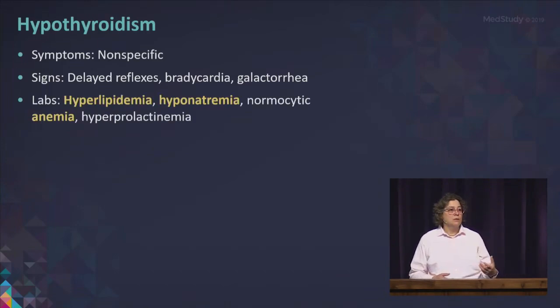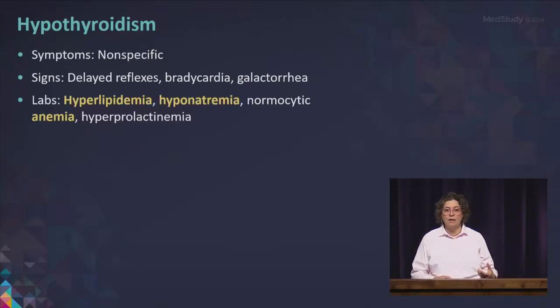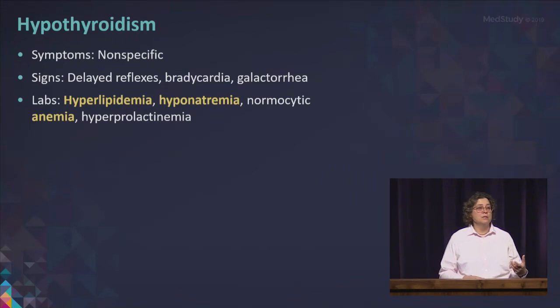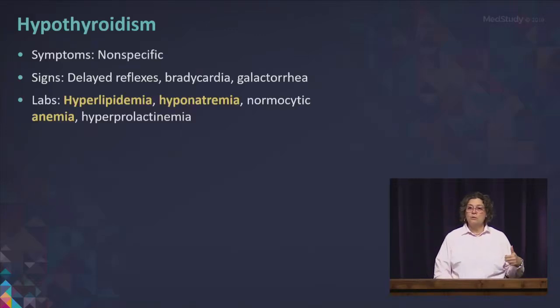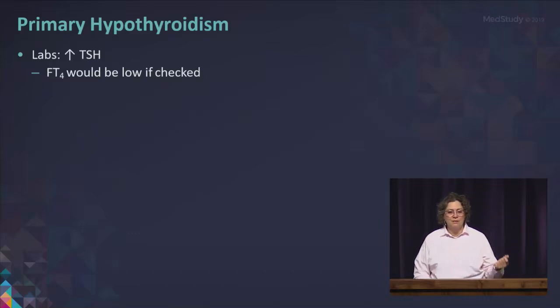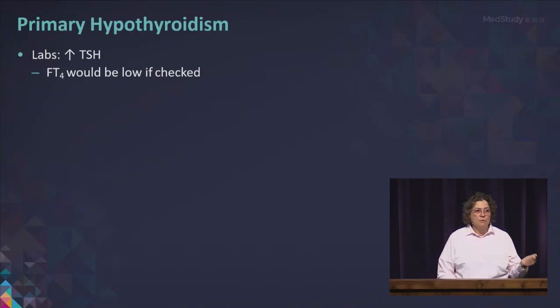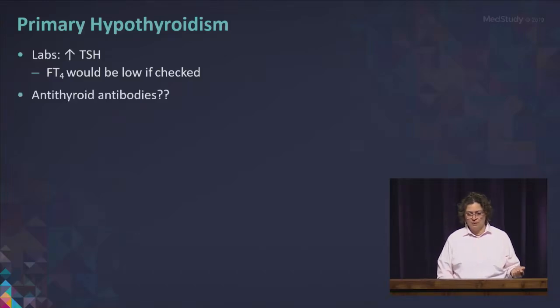Labs, you can see a lipid panel that's altered. That's generally if a TSH is greater than 10. Hyponatremia, because in the context of euvolemic hyponatremia, you rule out hypothyroidism as a cause of antidiuretic hormone release. You can see anemia, hyperprolactinemia. But the diagnosis is based upon an elevated TSH level. If you were to check the free T4, it would be low in this context.